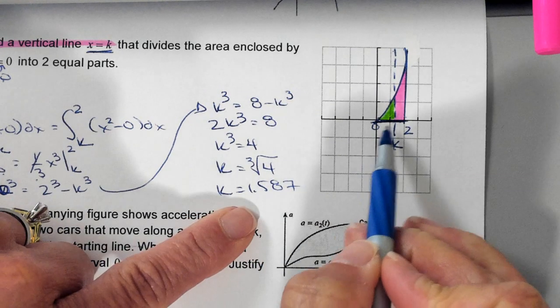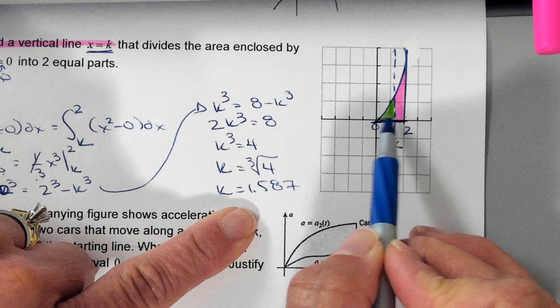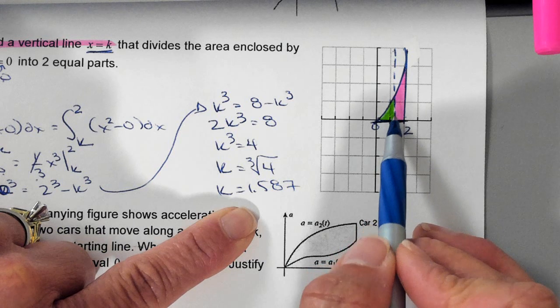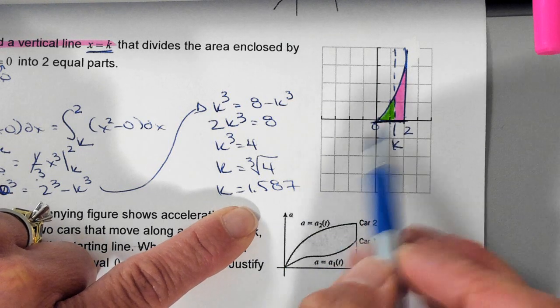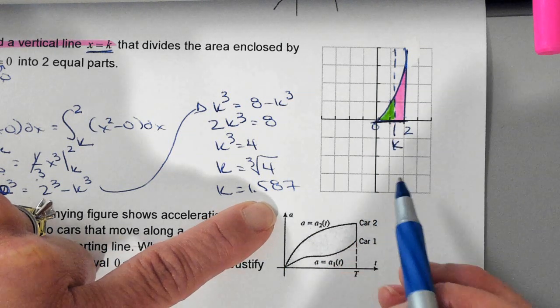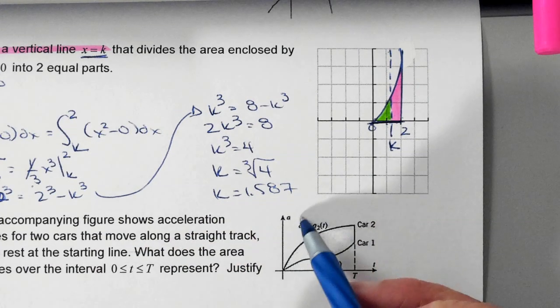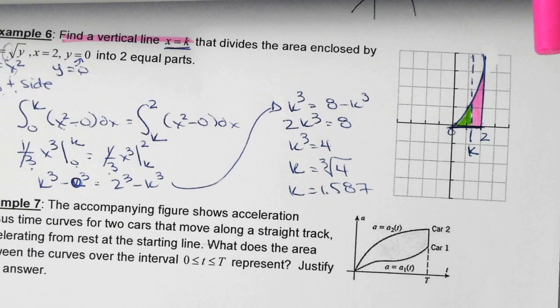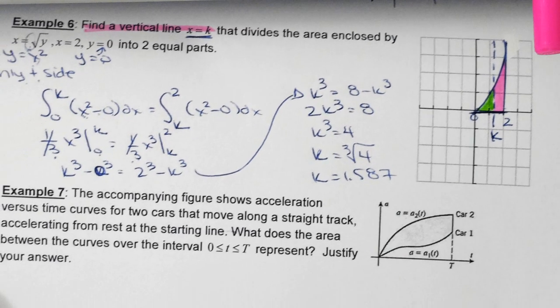1.587. So we would think that 1 would be dead smack in the middle, but in order for these two areas to be equal, based on the curve, it has to be at about 1.6 for those two areas to be equal. So this is how you would solve for a vertical line that would cut the region in half.